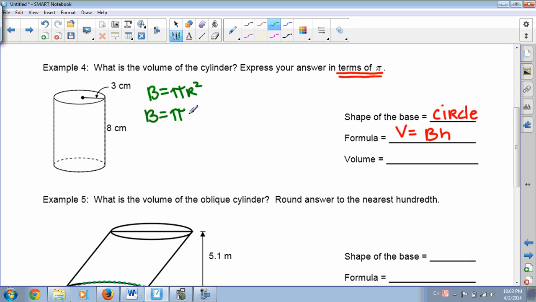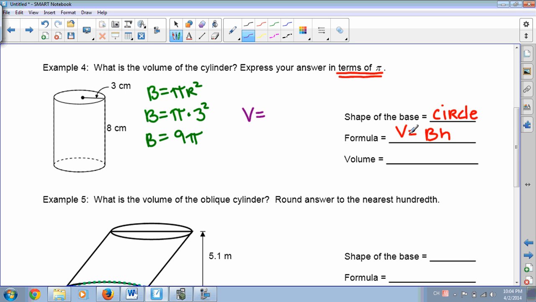So we have pi times our radius, which we are given as 3 squared. And we know that 3 squared is 9, so the area of our circle is 9 pi, because we want to leave it in terms of pi. Don't put the pi in your calculator. Okay, so let's continue on with our formula.